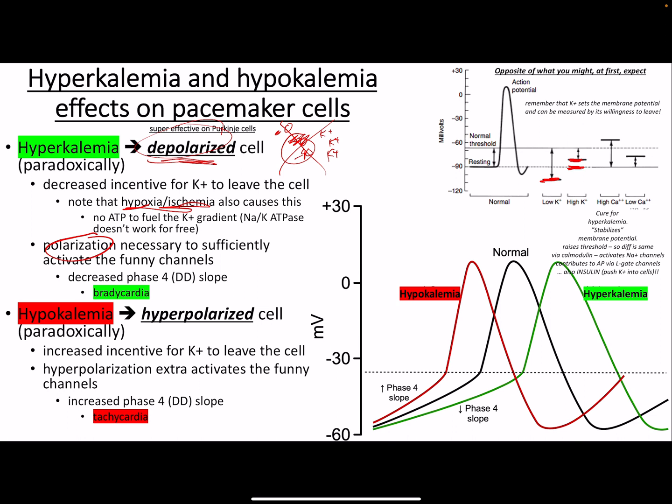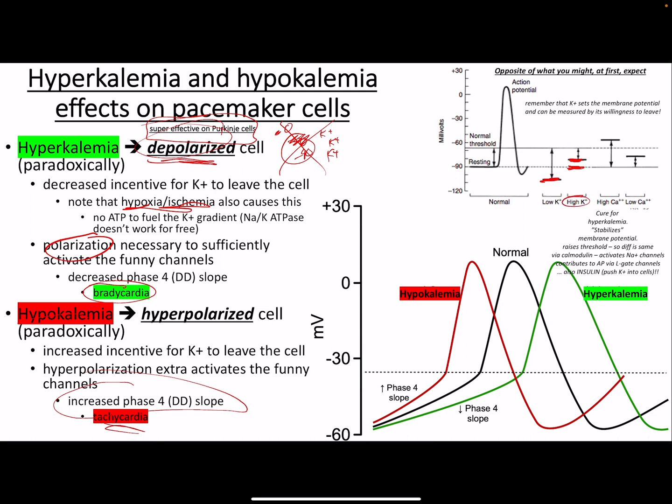Long story short, hyperkalemia will cause bradycardia. Now, note that these effects are particularly salient for Purkinje cells. And so this can cause lots of arrhythmias, specifically ventricular tachycardias, which we'll get to. Hypokalemia, all the opposite effects. This hyperpolarizes the cell. Again, this is paradoxical. We'll talk about this. And this is going to increase the phase 4 slope, which is going to cause tachycardia.